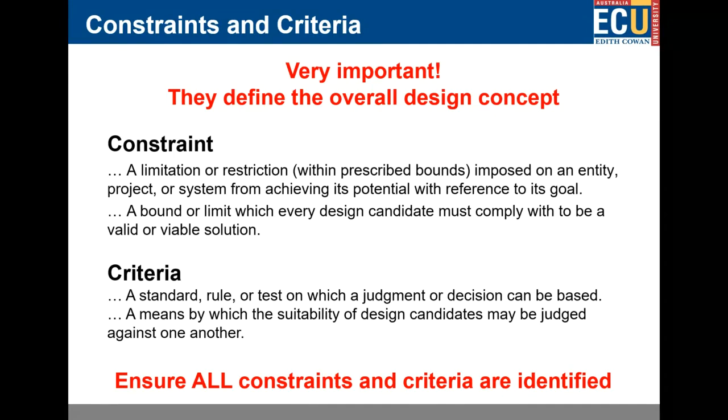So constraints are very black and white. Does it solve the problem? Does it not? Criteria is how well does it solve this particular problem. Our criteria is a grey area, and it's what we use to determine how good our product or concept is.